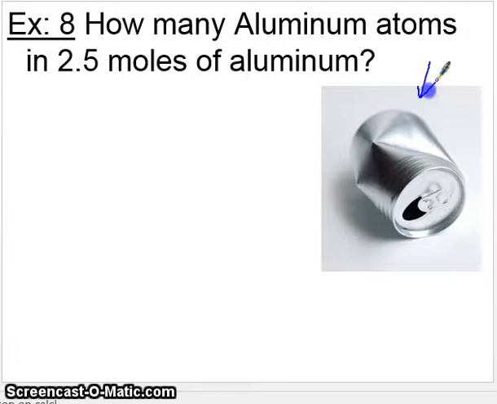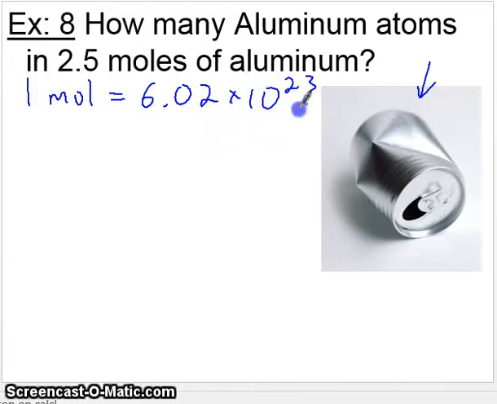So here is aluminum, what our cans are made of. And what we would need to do is do a conversion. Now, we have seen that 1 mole is equal to 6.02 times 10 to the 23rd atoms. This technically is our conversion factor. This is what we will use to convert.